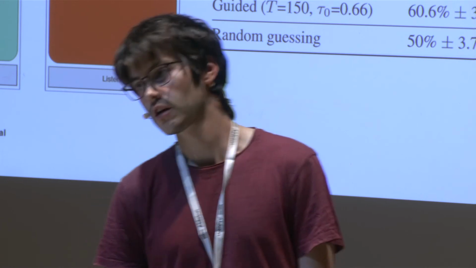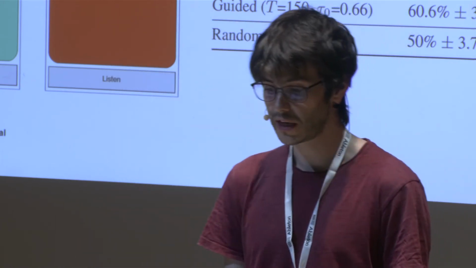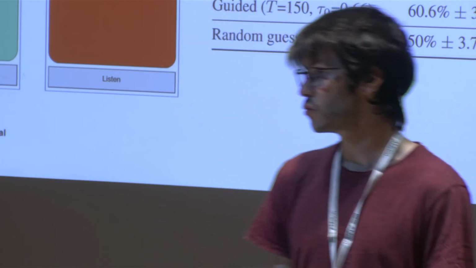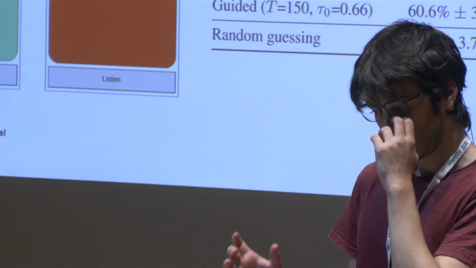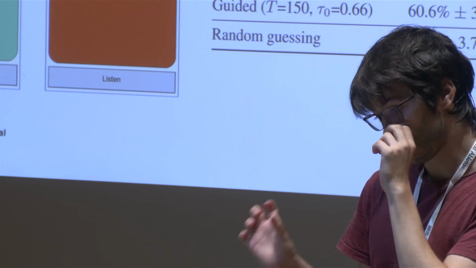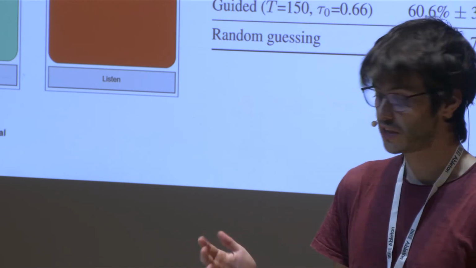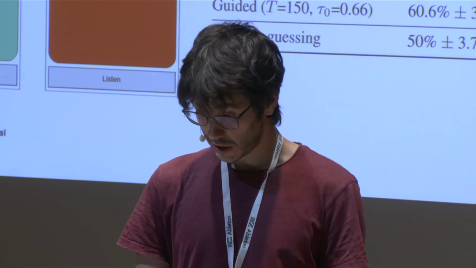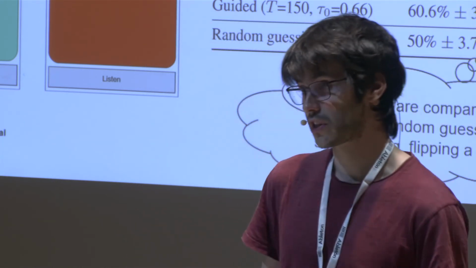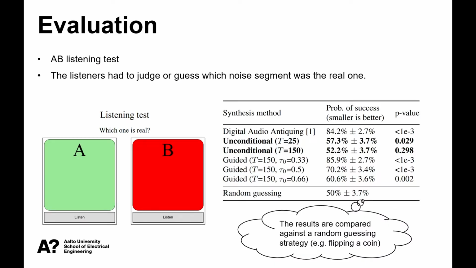We evaluated that. We did an A/B listening test, where some listeners had to judge between pairs of signals which one was the real one. One of the two was always a real noise, and the other one was generated with different methods. Then we did some statistical analysis where we compared our estimation of the probability of success of the listeners to find which was the real noise with a random guessing strategy. The way to look at this is that the closer this number is to 50%, the more people just had no clue which was the real or the fake one.